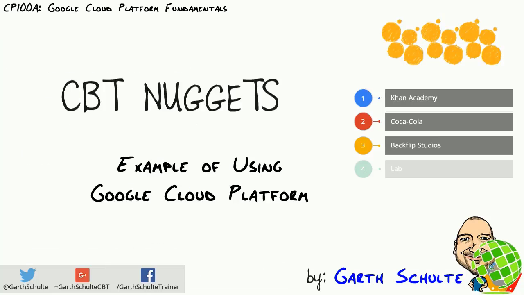In this CBT Nugget, we looked at a couple of examples of how businesses are using Google Cloud Platform to build a wide range of applications that span many products and services.